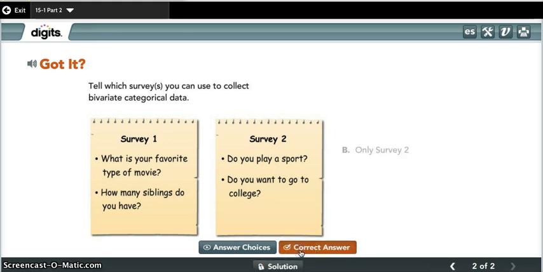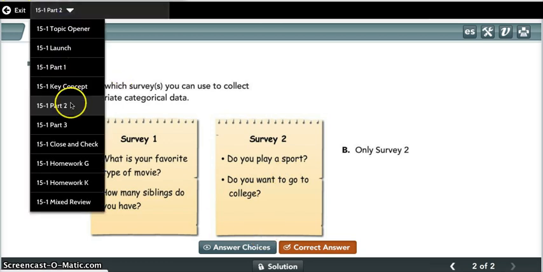Hopefully you said survey two, because first either is a yes or no. It's one or the other. Do you play a sport? Yes or no. Are you male or female? Yes or no. Are you above 13 or over 13? Yes or no. So you're looking for a yes or no answer first, and then a second question. So survey two would be the only one that would give you bivariate categorical data.